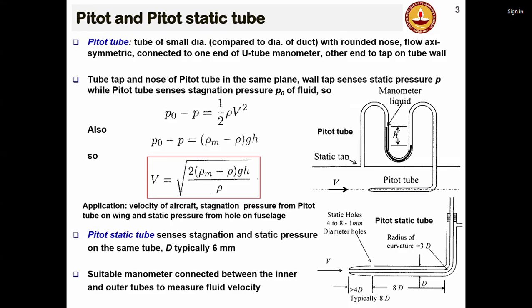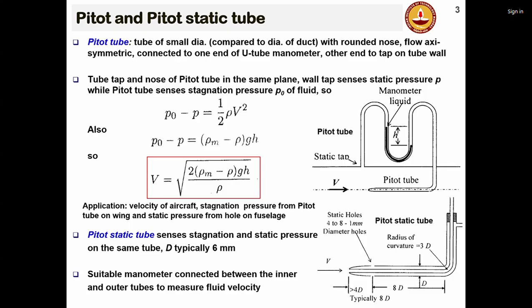We'll start with pitot tube, pitot static tube. We'll also talk about cases where flow becomes compressible, typically for high Mach number flows. And then we would talk about the hot wire anemometer.